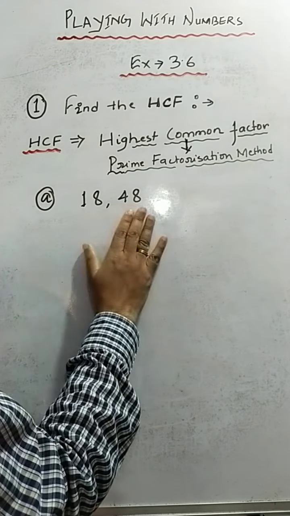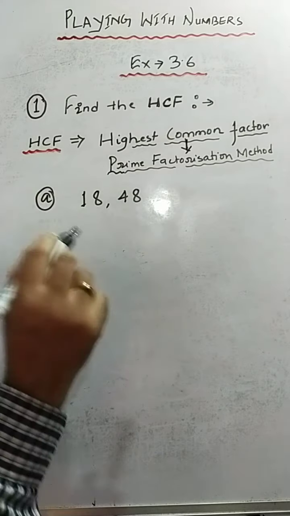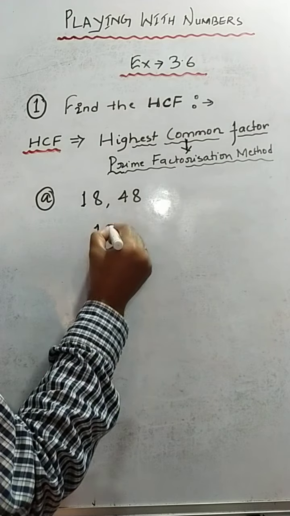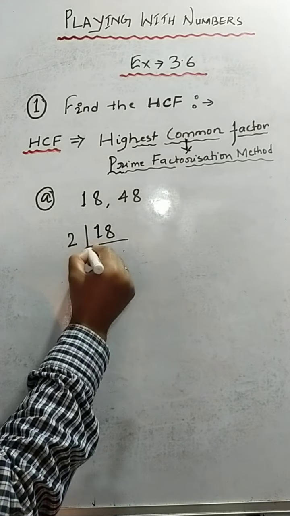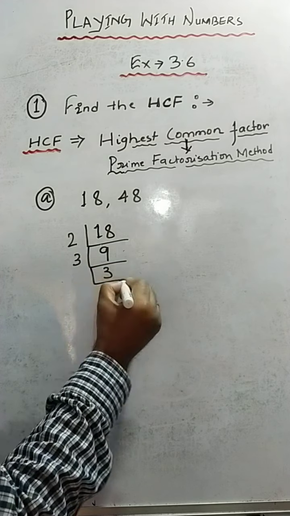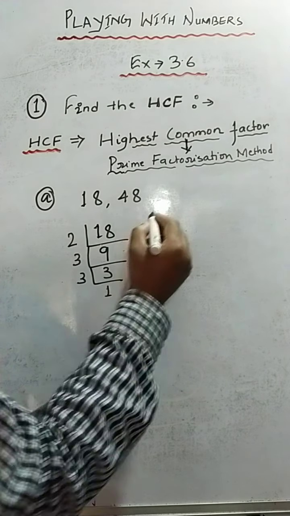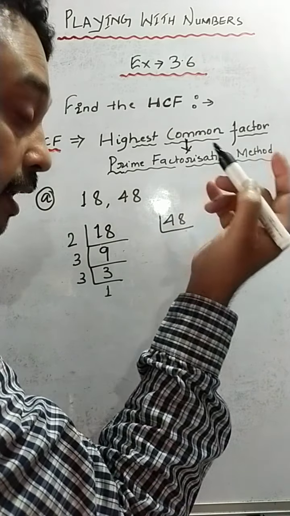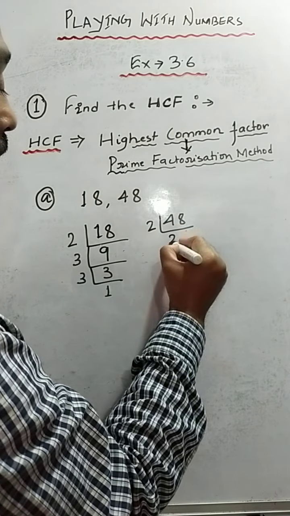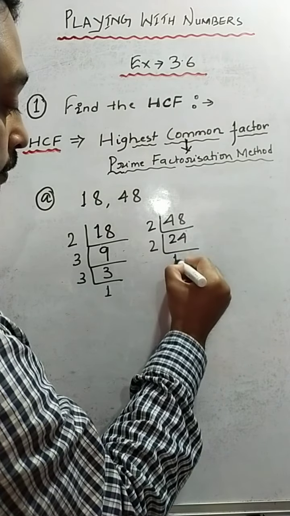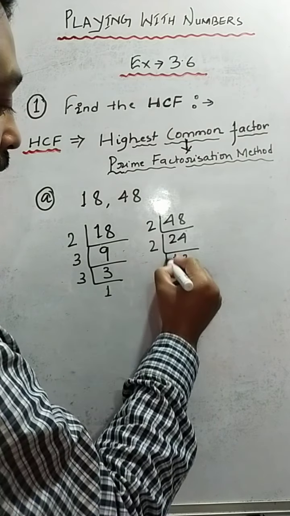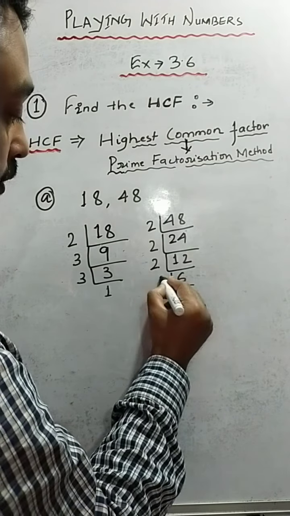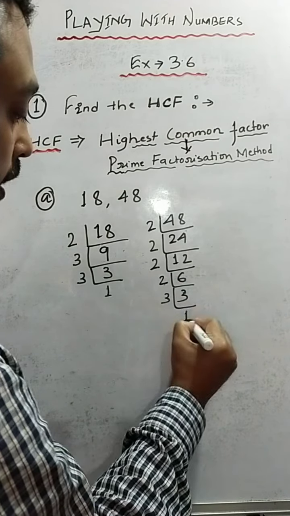Now we have only two numbers, 18 and 48. The first thing that we'll do is to find out the prime factorization of 18. So 2 nines are 18, 3 threes are 9, 3 ones are 3. Now 48. So 48 is divisible by 2 because the last digit is an even number. So we'll divide it by 2. That is 24. Then 12. Then 6. Then 3. It will go with 3 only, and 3 ones are 3.